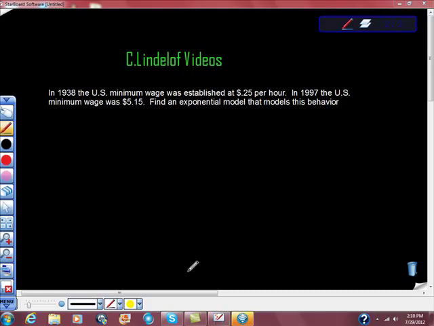Okay, so in 1938, the U.S. minimum wage is established at 25 cents per hour. Crazy. And by the time 1997 gets here, the minimum wage is $5.15 per hour. What we're asked to do is find an exponential model that models this behavior. So let's say that the minimum wage is y, and we're going to set it up as an exponential model. So it's going to be y is equal to a times b to the power of t.